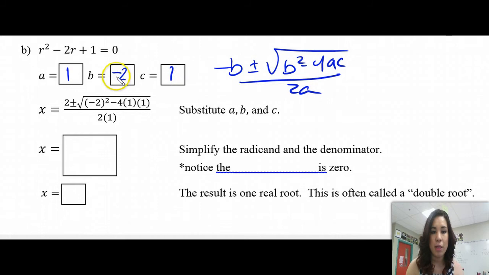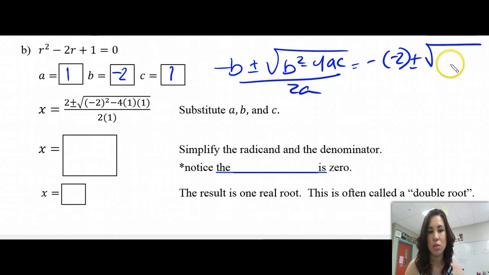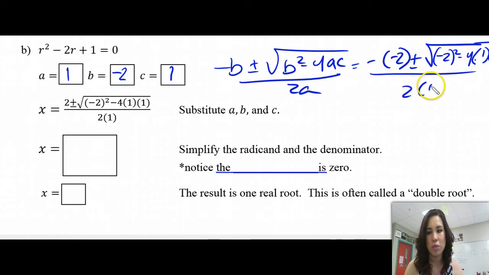So negative b, that's negative, so that gave us negative 2 plus or minus the square root of b squared, so negative 2 squared minus 4 times a, which is 1, times c, and I'm sorry I'm running out of space, all over 2 times a, which is 1, which is what they wrote right here for us. Now again, we try to simplify, so let's go ahead and use our calculators.